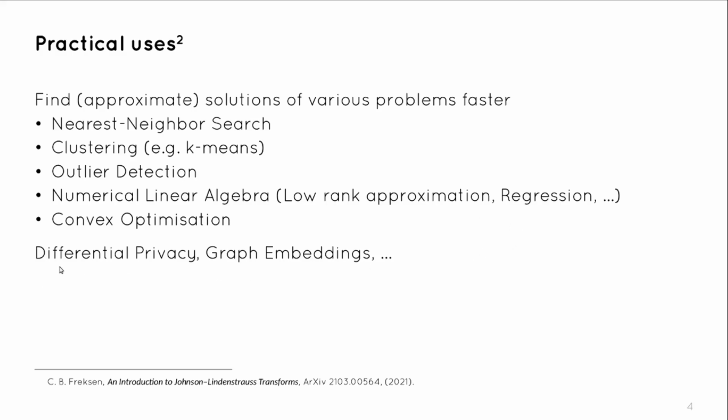And you can use this for things like differential privacy and graph embeddings. So you have a graph and you want to embed the vertices of the graph inside a space such that you'd like it to have the lowest dimensional possible subspace, and you can do that with Johnson-Lindenstrauss. Generally, this paper by Freksen is a very nice resource because it lists all the results and all the links. So it's a good starting point if you want to learn more.